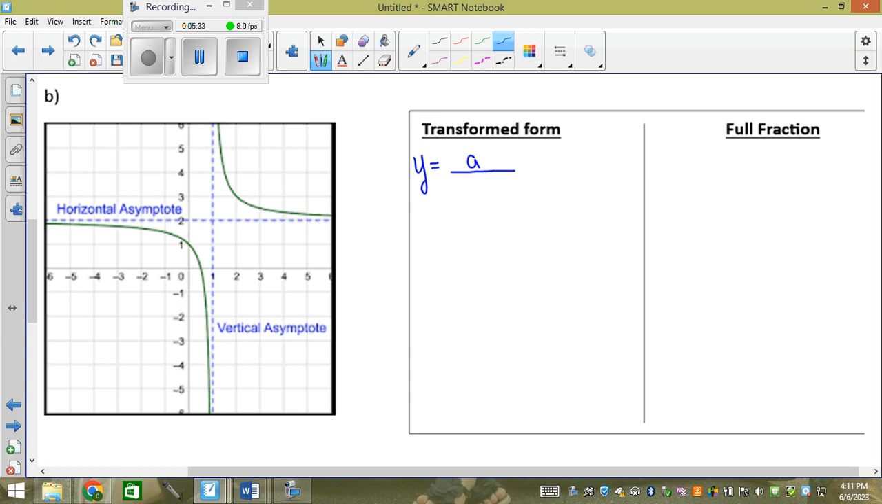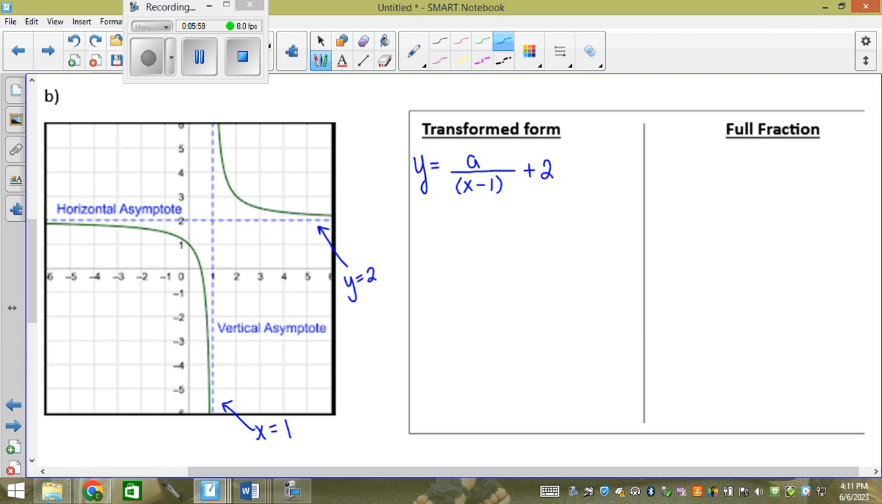My vertical asymptote is at x equals 1. So my factor is going to be x minus 1 down here. I don't have any more factors because I don't have a point of discontinuity. If I did have a point of discontinuity beside the a and beside the x minus 1, I'd get the same factor. And then at the back, I get my horizontal asymptote, which is at y equals 2. So I get a plus 2 back here.